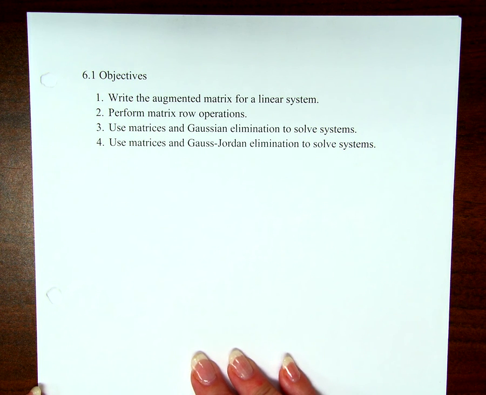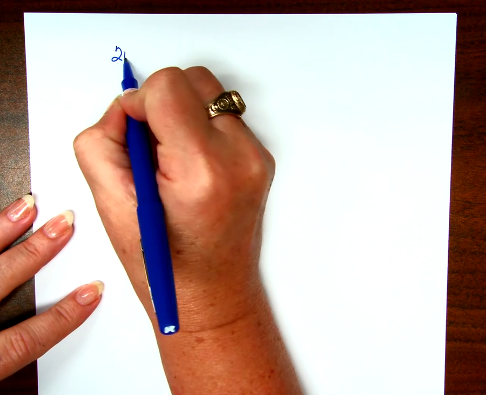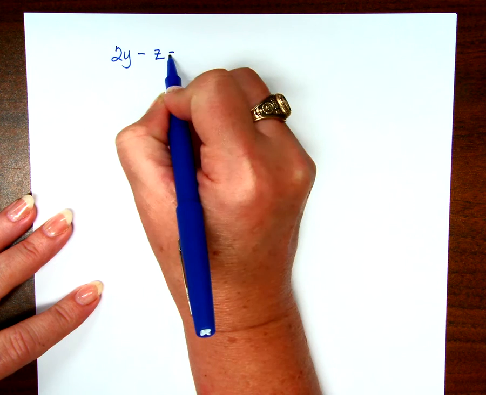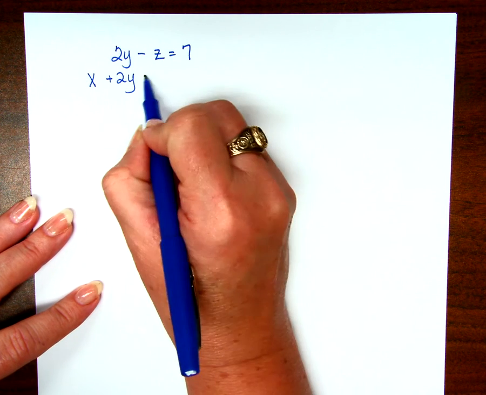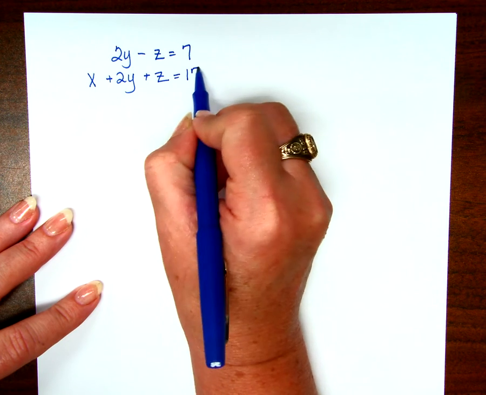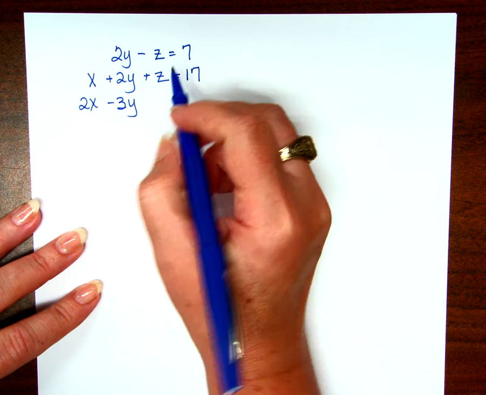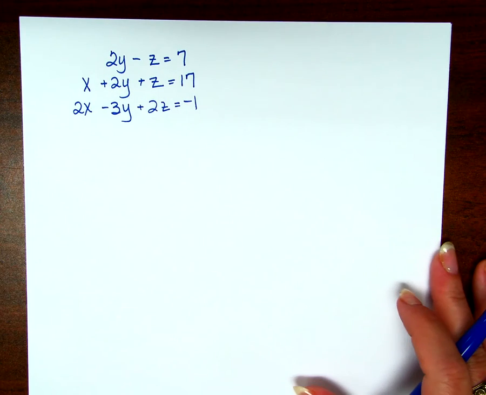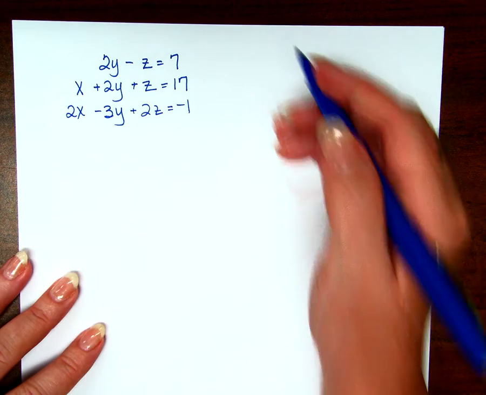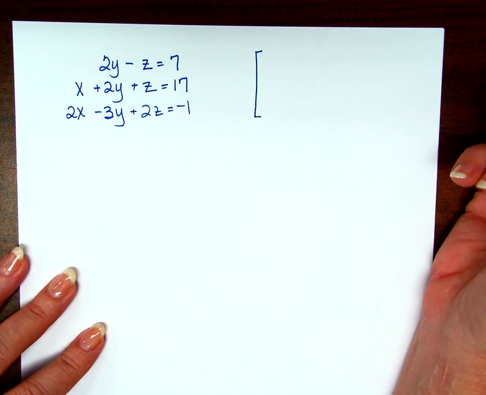All right, you ready? Okay, augmented matrix. Let me give you a system first. 2y minus z equals 7. x plus 2y plus z equals 17. And 2x minus 3y plus 2z equals negative 1. Okay, are you ready to write the augmented matrix? What do you think it's going to be?